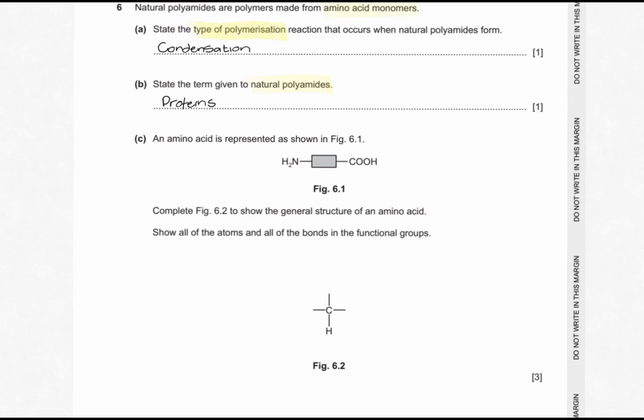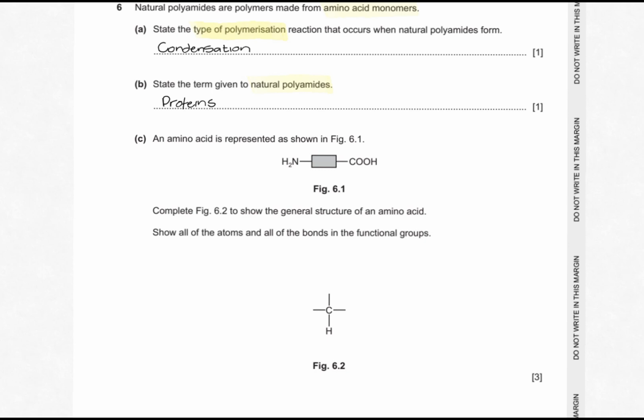Then they ask to state the term given to natural polyamides, and this is called proteins. Now they say an amino acid is represented as shown. They then ask to complete figure 6.2 to show the general structure of an amino acid. We have to show all the atoms and the bonds in the functional groups.